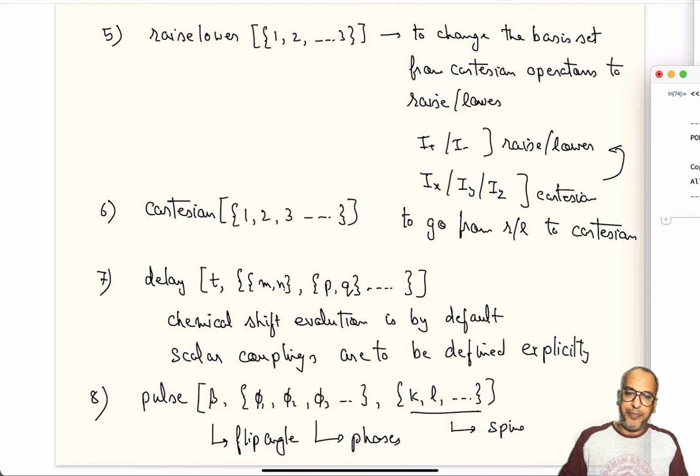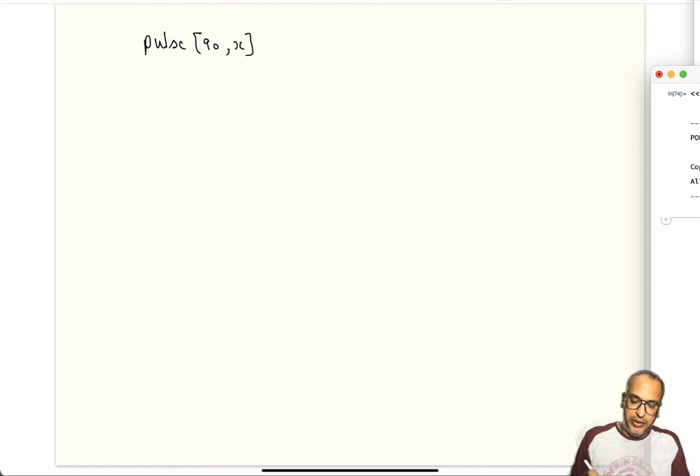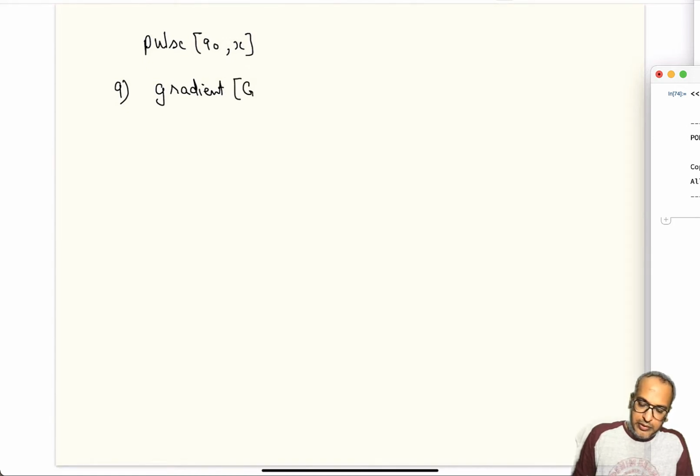Right? Okay, so for example, if I'm going to, let me go to a new page. So for example, if I'm going to write a hard 90-degree pulse, that is a pulse which is applied on all the spins and it is x phased, my command will be pulse 90x. Okay, so then another command, what was the last command? 8th. Then I have 9th as gradient. So this G, capital G, is the gradient strength.